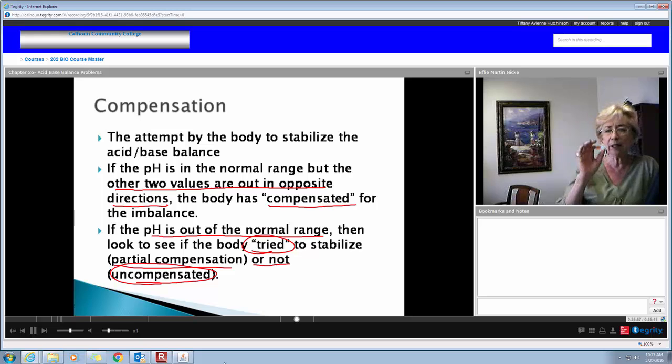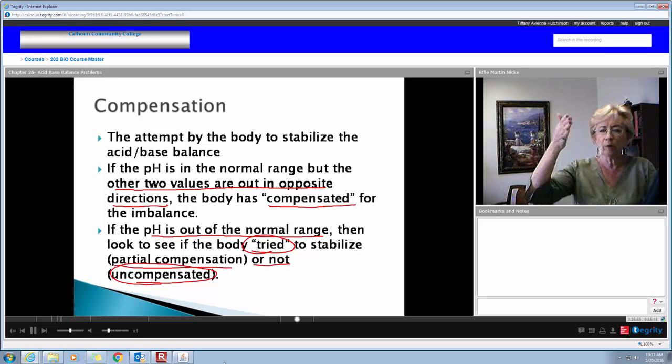So let's go back to give you just one more short rule. Basically, when you're looking at these problems, if the pH is in the range, the other two might not be, but if the pH is in range, the body has compensated to make sure that you've got the pH in the range. And if the pH is out of range, your body has uncompensated, okay? Has not done the right thing to get it back in.